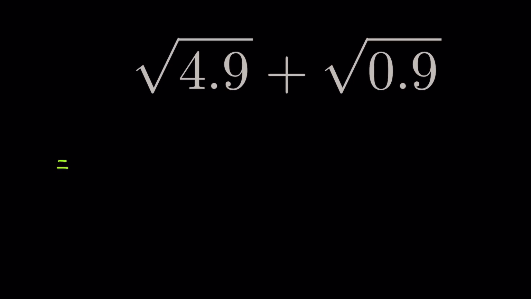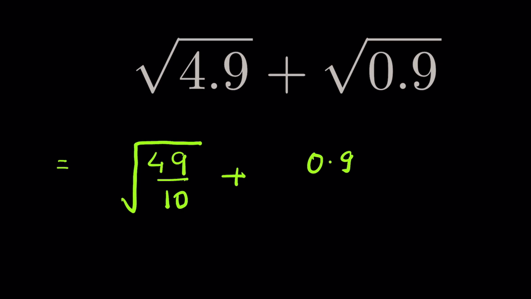So 4 decimal 9 means 49 upon 10. We remove the decimal, write root 1 here, and then a 0 for the single digit after decimal. So it is 49 upon 10 under square root plus 0 decimal 9 means we remove the decimal, write 1 here, and then there is one digit after decimal, so it's 10. So 9 upon 10 under square root.